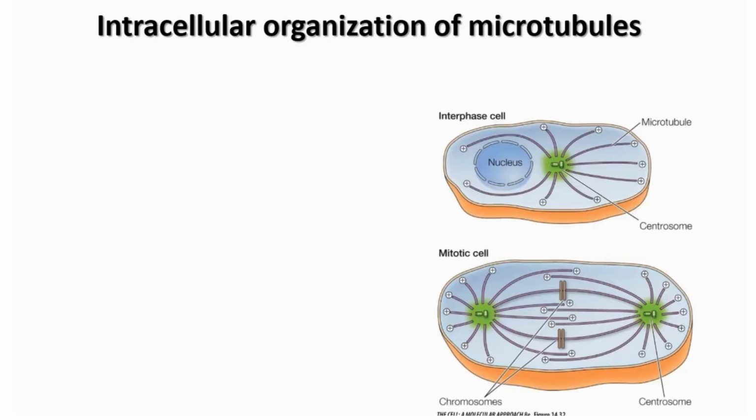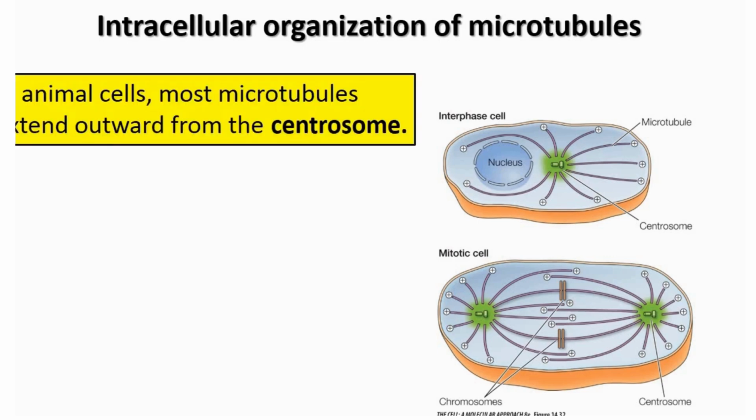Let's understand the intracellular organization of microtubules as a part of the cytoskeleton talk that I am delivering. At the very outset, we can see two different types of cell, one at interphase where the cell is not dividing, and another is a mitotic cell wherein the spindle fiber formation is very clearly seen. If you see the interphase cell, in animal cells, most microtubules extend outward from the centrosome. This is the centrosome, and you can see all the plus ends of the microtubules extending out of this centrosome.